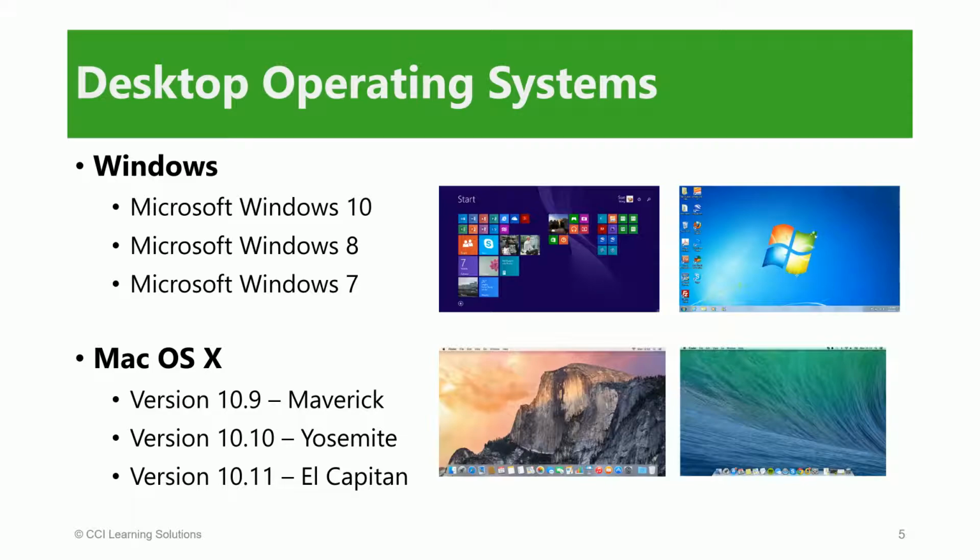So the version is the type that it is, and the edition is the type of that version. In the pictures here, we have an example of Windows 7 and Windows 8. I'm not sure which versions the Mac OS X ones are. I would like to say they are Mavericks and Yosemite, but I can't be 100% certain.